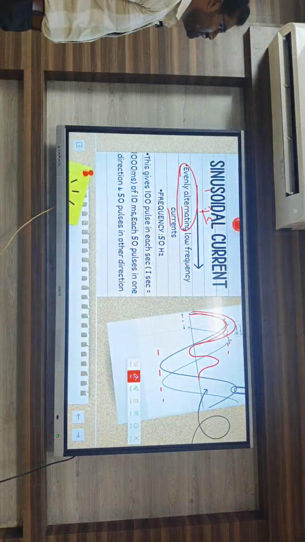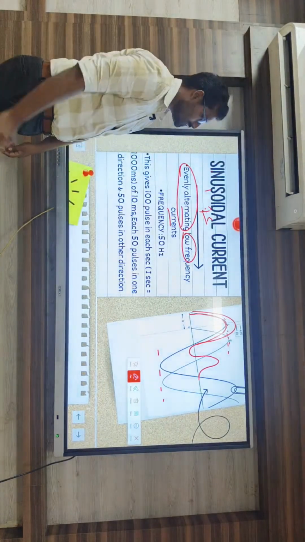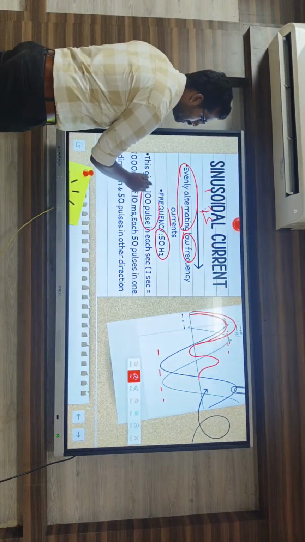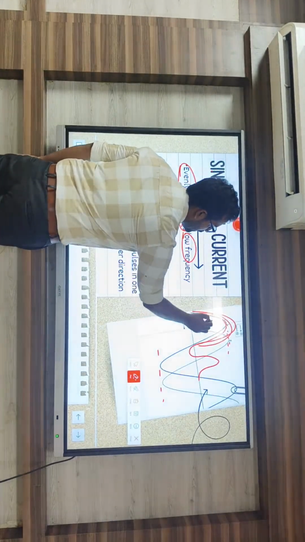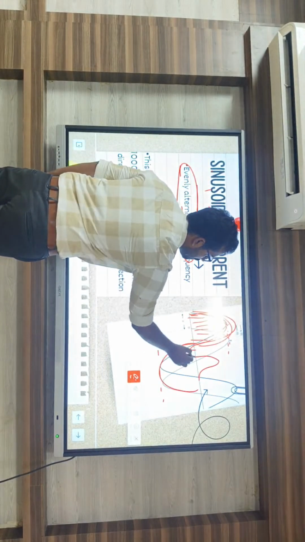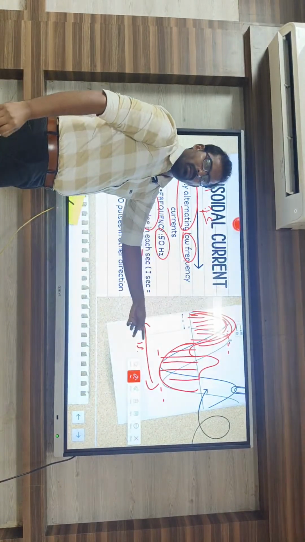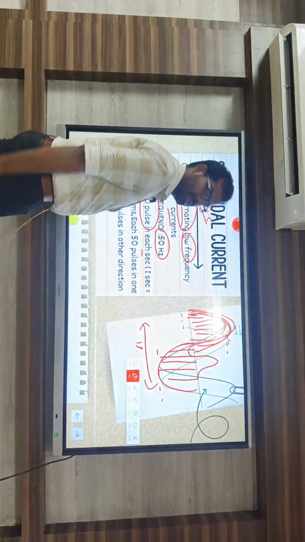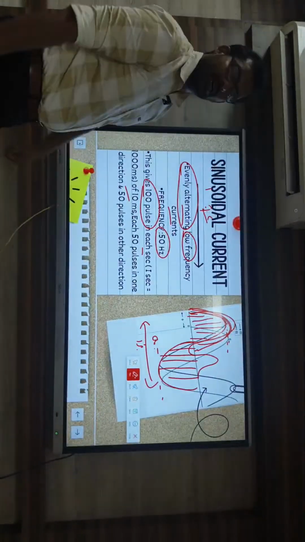The sinusoidal current is an evenly alternating low frequency current. The frequency is low, at 50 hertz. So it provides 100 pulses in a single second. In the first half there are 50 pulses, and in the second half it produces another 50. So totally in a single second it provides 100 frequencies. The first 50 come under the first rectification and the second 50 under the second half of the rectification. That is the sinusoidal current.